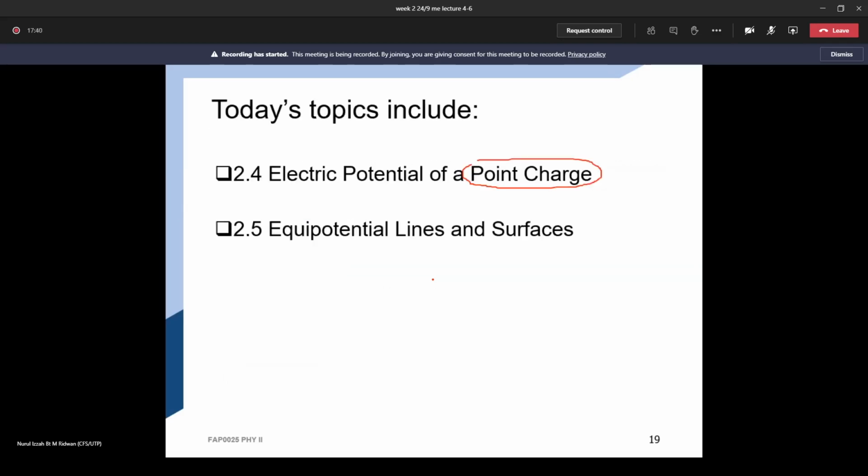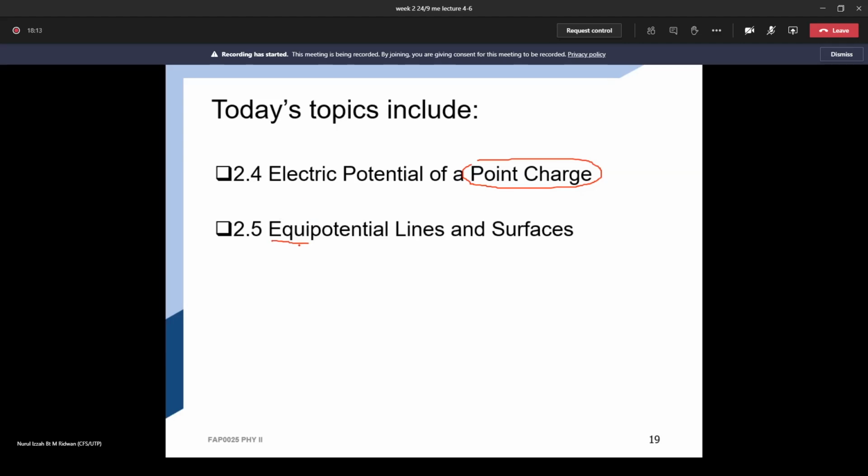So right now we are going to go to electric potential. For this electric potential of point charges, and also just a little bit on equipotential lines and surfaces. You will not calculate for equipotential lines. An equipotential line is just the line where I want you to know that the potential is the same. Why do I say it is the same? Because in the word equipotential, equi means equal.